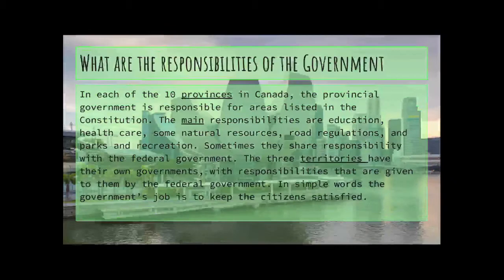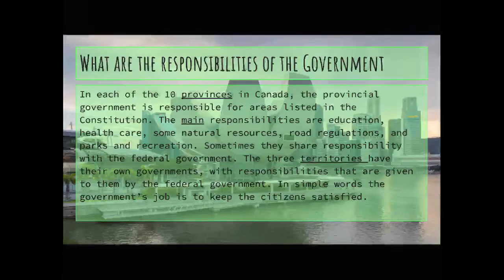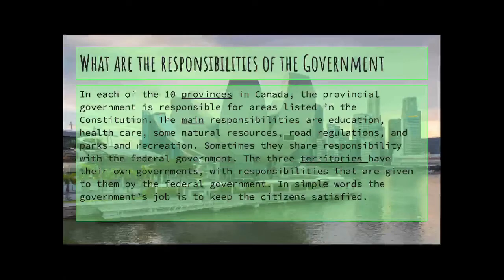What are the responsibilities of the government? In each of the 10 provinces in Canada, the provincial government is responsible for areas listed in the Constitution. The main responsibilities are education, health care, some natural resources, road regulations, and parks and recreation. Sometimes they share responsibility with the federal government. The 3 territories have their own governments, with responsibilities that are given to them by the federal government. In simple words, the government's job is to keep the citizens satisfied.